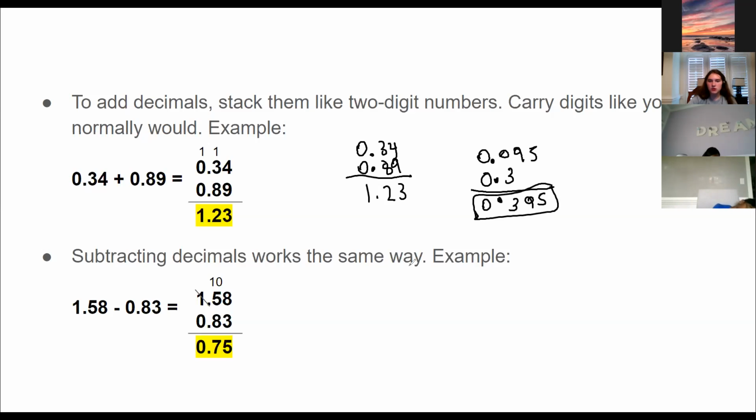Subtracting decimals works the same way. I think the most important thing you need to learn out of this is that the decimal points need to be lined up.